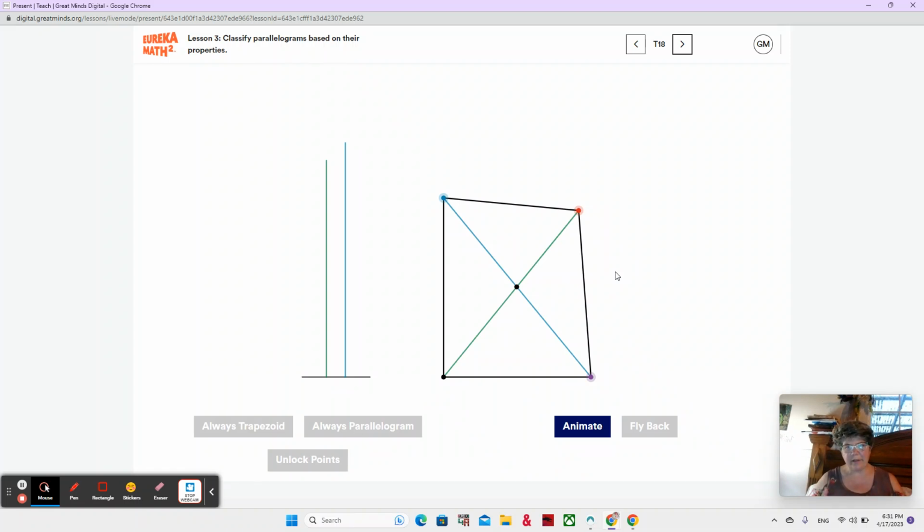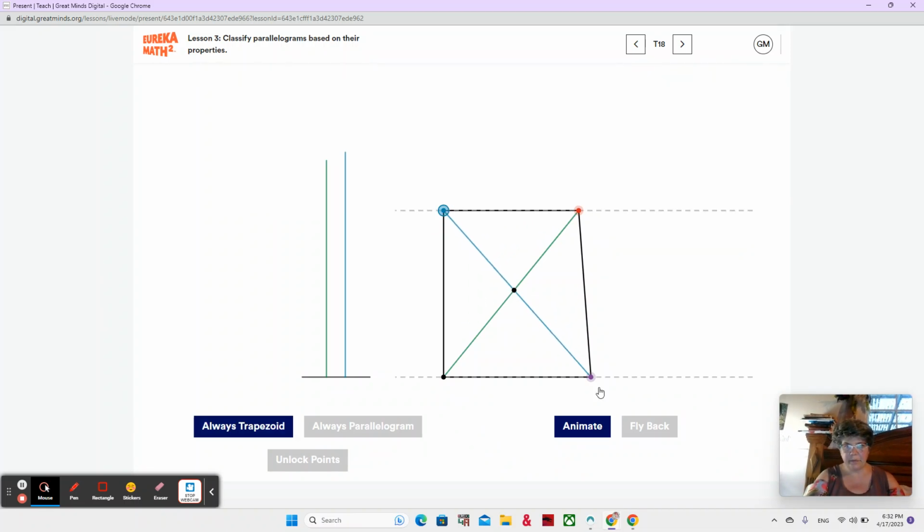What is a diagonal of a quadrilateral? That is the line segment that goes from one vertex to the opposite vertex. Remember, a vertex is a corner, so it's connecting those two vertices diagonally. Let's look at the special properties of diagonals of a parallelogram. First, we need to make sure that we have a parallelogram.